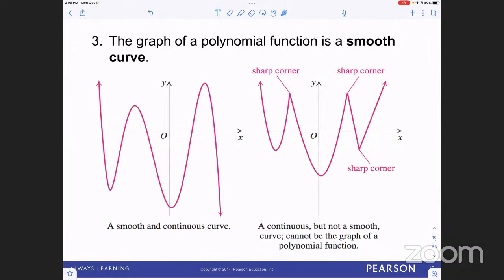So the graph of a polynomial has two features. The graph is a smooth, continuous curve. So smooth meaning there are no sharp corners, and continuous meaning there are no holes or gaps or breaks.